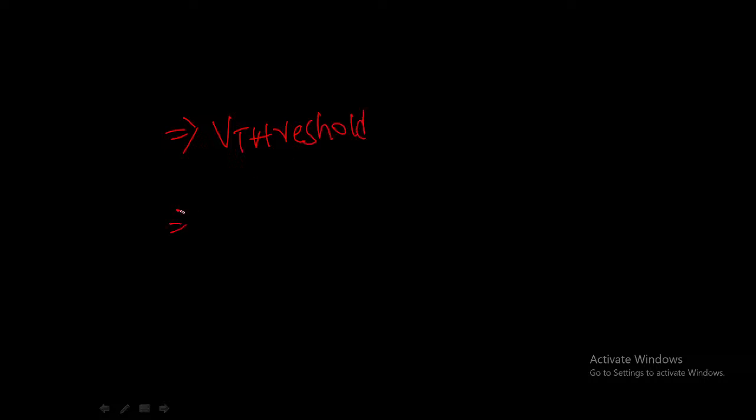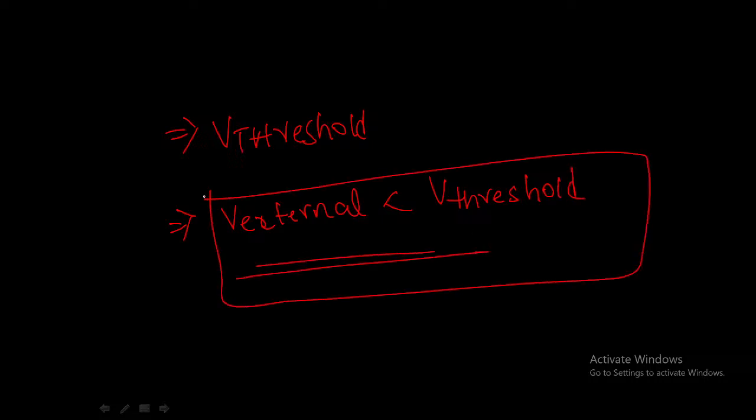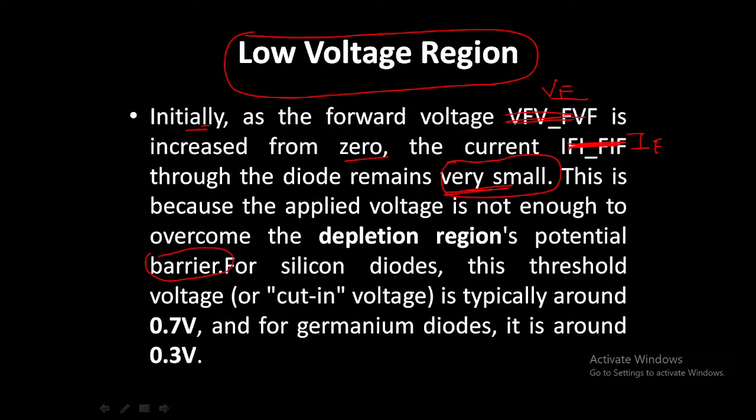Since our external voltage initially is less than our threshold voltage, what happens? More electrons or holes cannot pass this depletion region. So the forward current is very small initially. Since our external voltage is less than the threshold voltage, our current remains small initially. We discussed that in our previous session also, right? So that is what is written here.